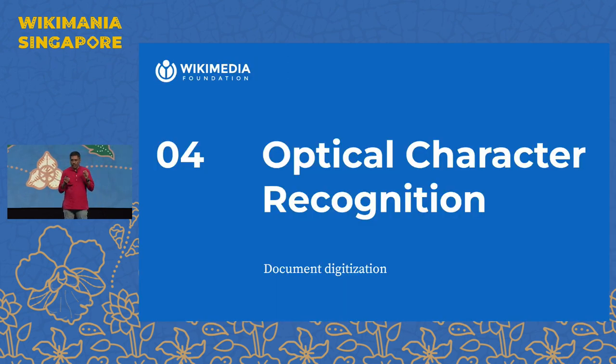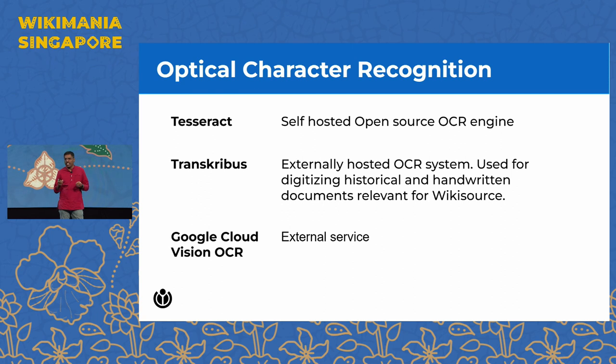Let's talk about another simple machine learning technique we are using, optical character recognition. This is used in Wikisource for digitizing historic documents or any other documents so that we can host them in Wikisource. Here we are using Tesseract, one of the free and open source machine learning systems for optical character recognition, to scan the document and convert that into text. That's the optical character recognition I'm talking about. This Tesseract is available in 100 plus languages.